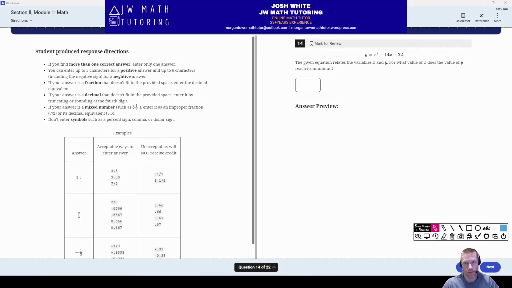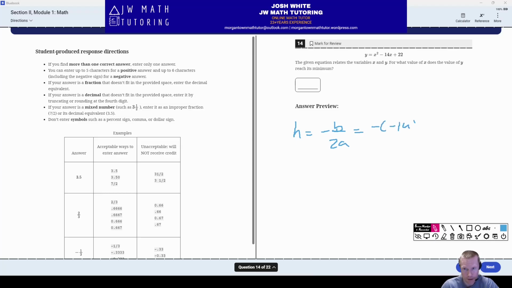Next up, we have question number 14. We have a quadratic function here. First, I'll show you how to do this by hand, and then I'll show you how to quickly and easily do it on Desmos. If you're going to do this by hand, we know that the x-coordinate of the vertex, which is where the minimum is going to be, since this one opens up, is -b over 2a.